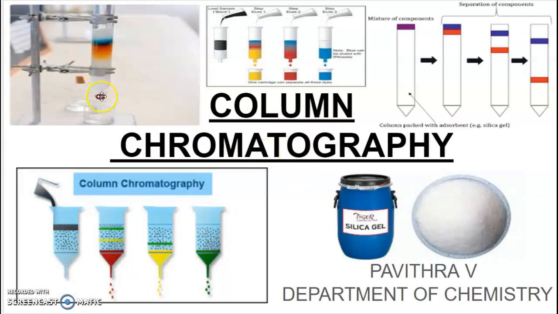I have given you so many images here. See, first the column looks like your burette itself, but your burette is graduated, whereas the column is not graduated. So it looks like the burette. If you are using a stationary phase and a mobile phase, the stationary phase is not in motion, whereas the mobile phase is moving continuously throughout the stationary phase.